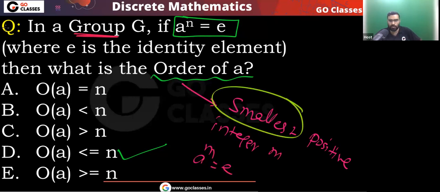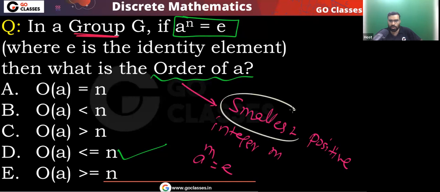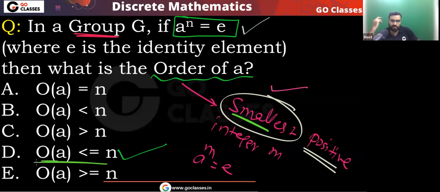So remember this word smallest. Don't forget about this word. Smallest positive integer such that A power m is equal to E. So if A power n is equal to the identity element, then definitely this smallest value will be less than or equal to n. So this is correct. Option D is correct.